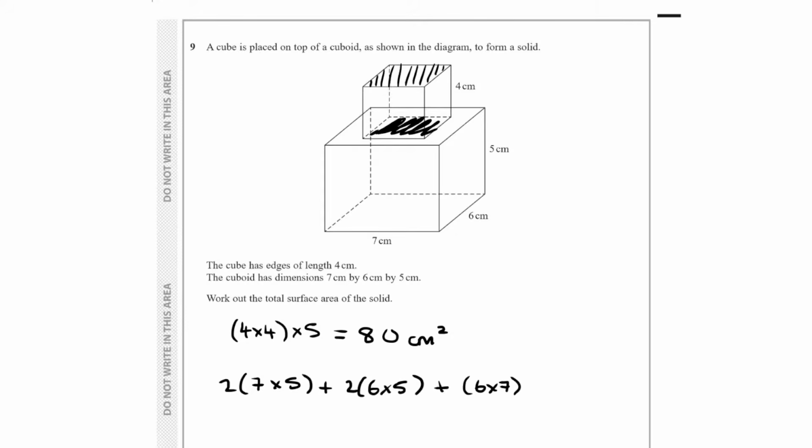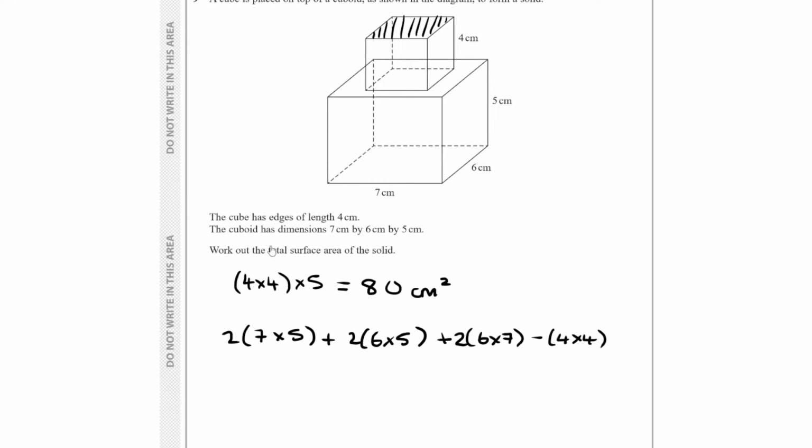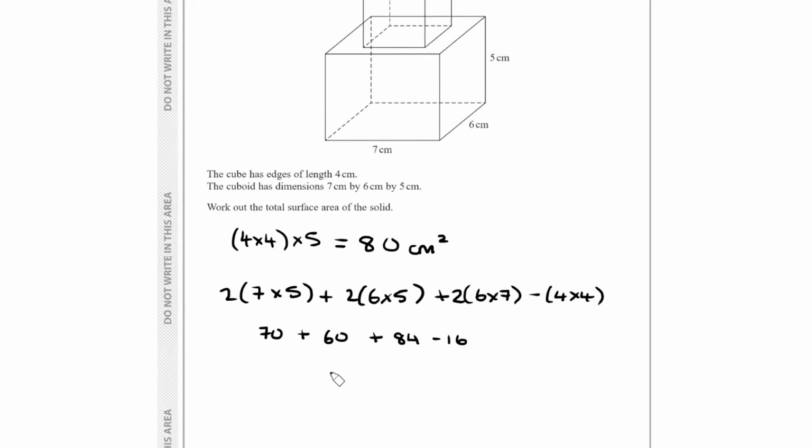But as we keep saying, we don't want this bit here. That bit we know is 16, from the previous one. So you could add 2 of those, and then take away the 4 times 4 in the middle, the cutout bit. So we've got 35, so that's 70, plus here we've got 30, so 60, plus here we've got 42, so that's 84, and then take away 16. 130, 214, 198. I'm just saying numbers, but that's just me working out.